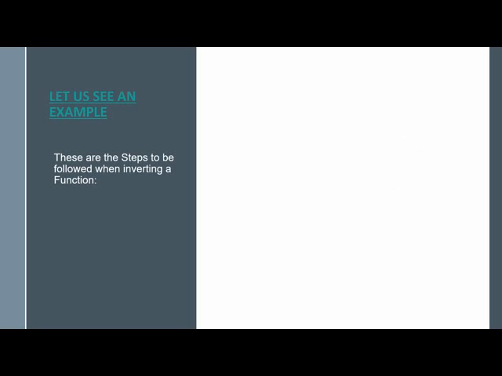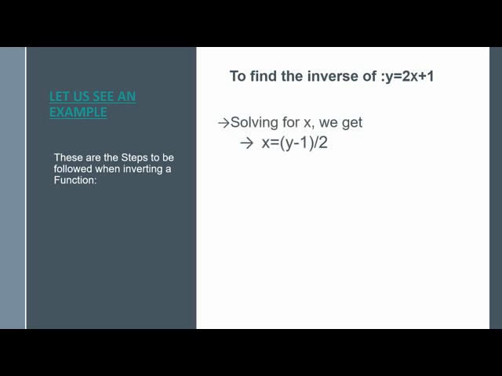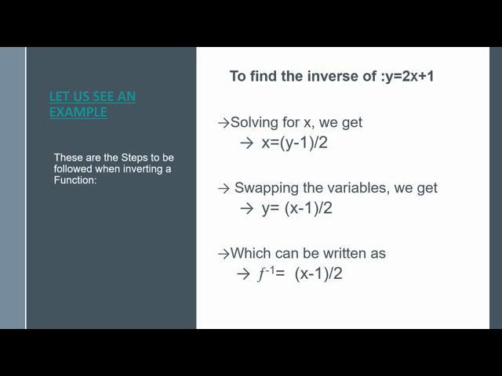Let us see an example. These are the steps we need to follow when inverting a function. Write the function. In our case, the function is y is equal to 2x plus 1. Solve the function for x to get x is equal to (y minus 1) divided by 2. Since we are inverting the function, we swap the variables. After swapping, we get y is equal to (x minus 1) divided by 2. This is written as f inverse is equal to (x minus 1) divided by 2.